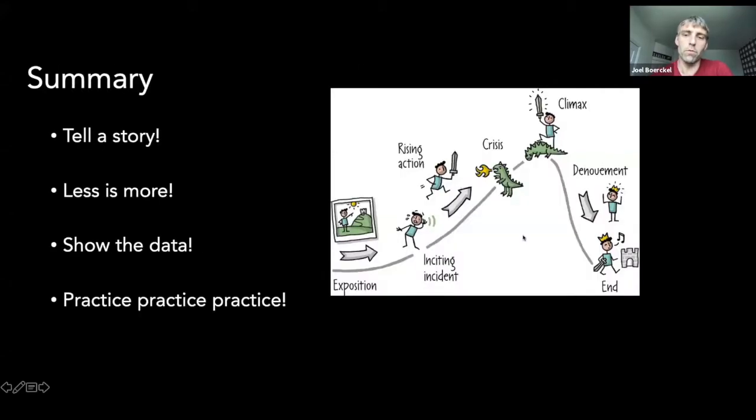Okay, so here's a summary of what we're going to talk about. I want to talk about telling a story, and I think this is really important. I'll tell you what I mean by that. I think less is more. This is an important principle that you need to think through in a number of different ways as you present data. But at the same time, show the data. Okay, I'm going to tell you exactly what I mean by show the data. And then the last point is practice, practice, practice. And this is what's going to make it easy to be able to do the above.